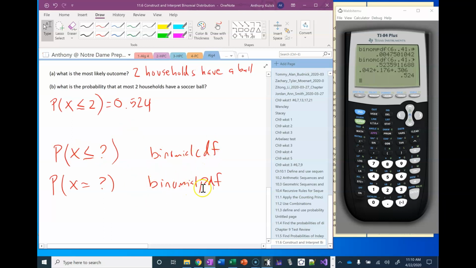And the binomial PDF, the PDF stands for probability density function, but that's really beyond the scope of this class. But if you know how to do this and know how to use your calculator here, that should be everything you need to be able to do the homework assignment.